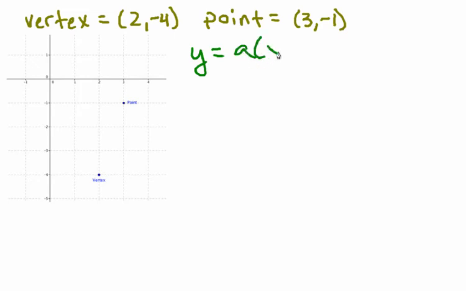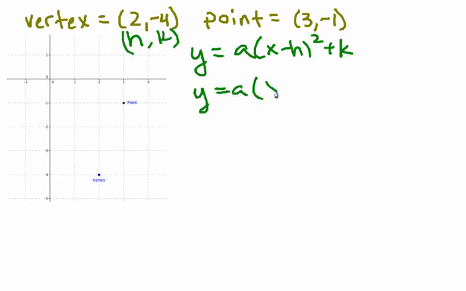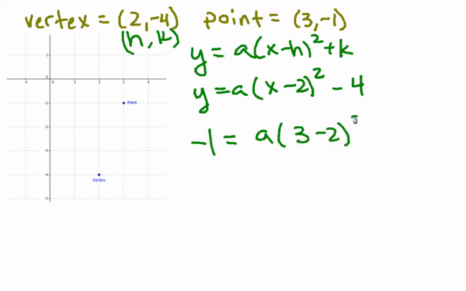So we'll take our vertex form and plug in the h and k values from the vertex. y equals a times (x minus 2) squared minus 4, because our k value was a negative number. Then we're going to use the point (3, -1) to figure out what the a value is. So -1 equals a times (3 minus 2) squared minus 4.